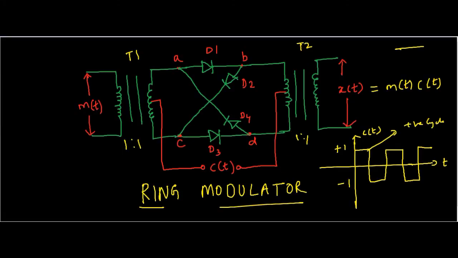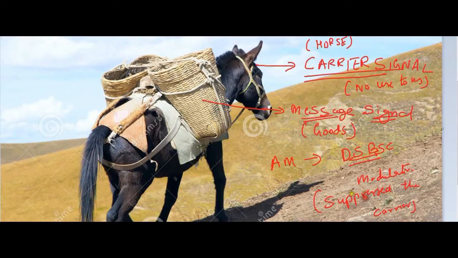In case, let me explain in terms of horse and goods. What we have done in case of DSBSC is we have reduced the money which we had invested in this horse. Instead, we have found a new way of transferring the goods from one place to another.